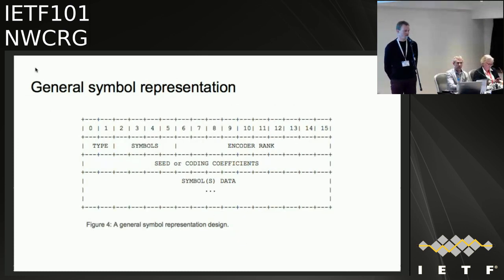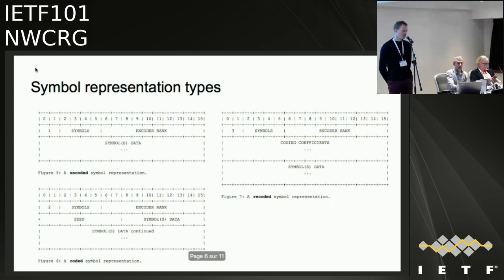So here's a sort of generic example, which is just a type field. We have these different types, and then we have a field for how many symbols we include. And then we have the rank at the encoder, which is necessary if you want to encode symbols before you have a full block, for example. And then we have something like a seed or a coding vector that we include, and the data that is encoded.